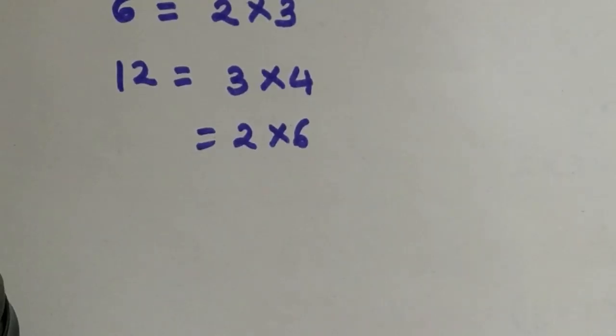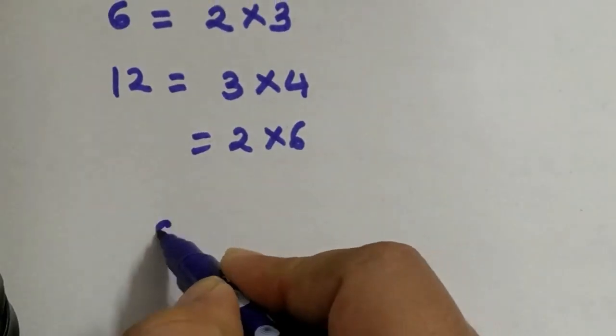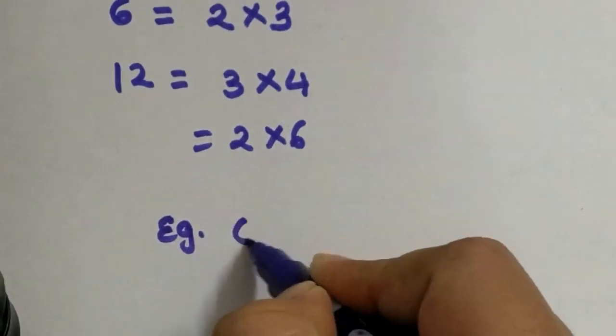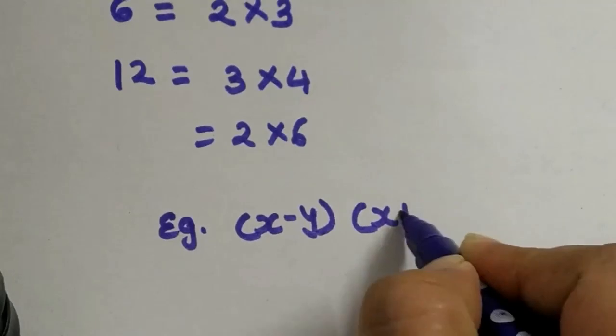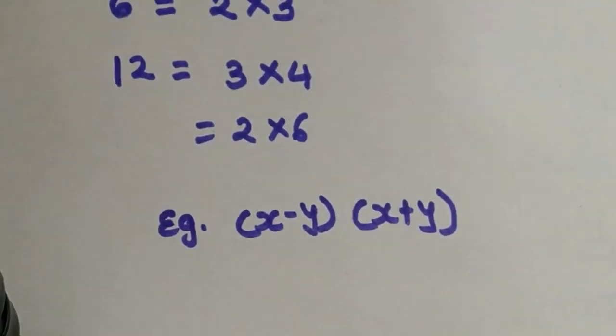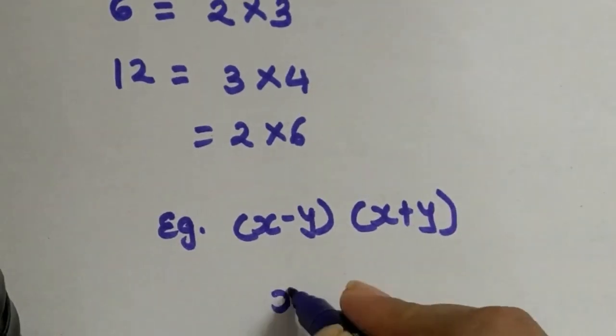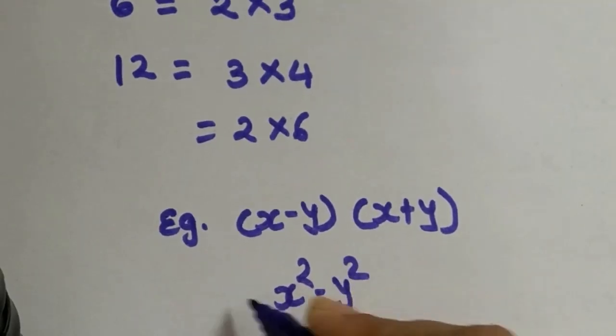Same way we can also find out factors of algebraic expressions. Let's take one example. Here I have taken two expressions, that is x minus y and x plus y. If we multiply these two expressions, we will get x square minus y square.